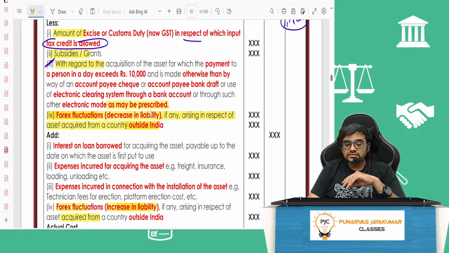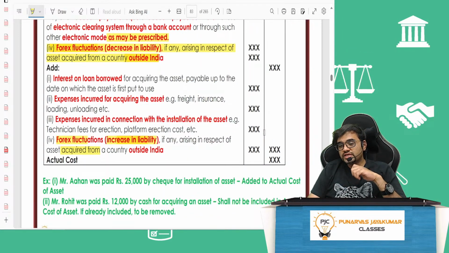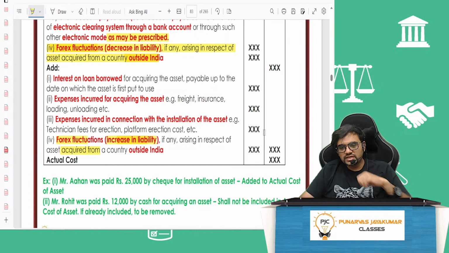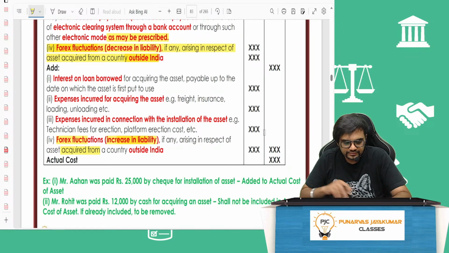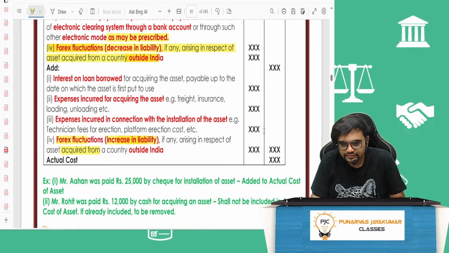What should you add? Forex fluctuation, an increase in liability, I have to add. Increase in liability I have to add, decrease in liability I have to subtract. Very simple.